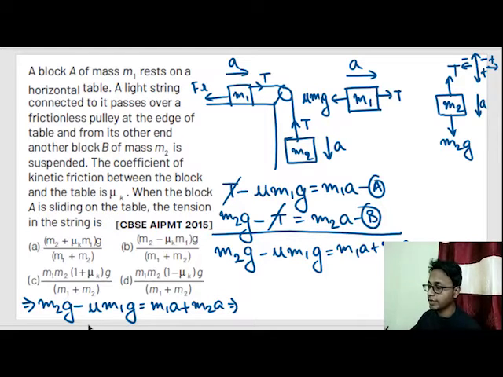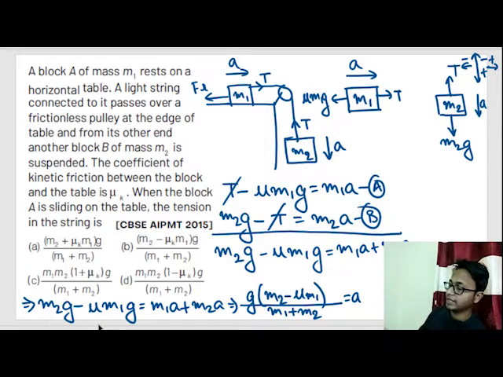If we take G common on the left hand side, G into M2 minus mu M1, and if you take A common on the right hand side, we get A into M1 plus M2. Shifting M1 plus M2 to the left hand side, our value of acceleration came out as G into M2 minus mu M1 divided by M1 plus M2. So our correct option is not this.